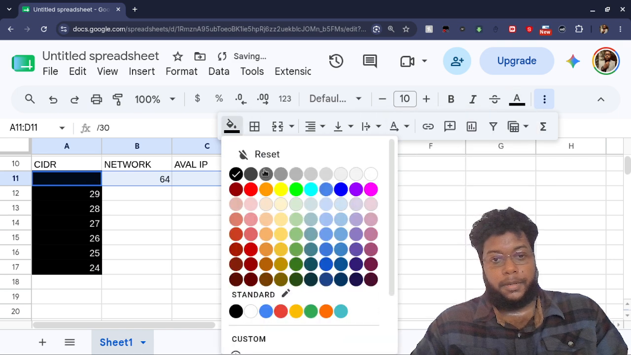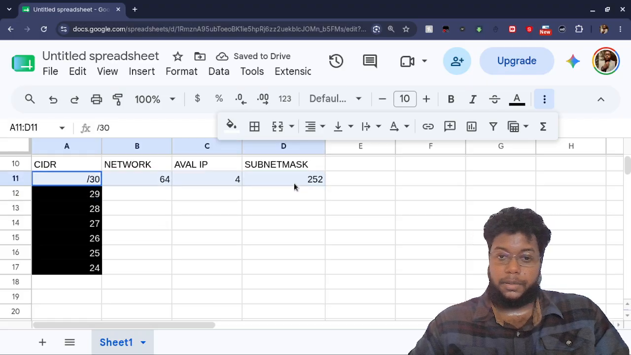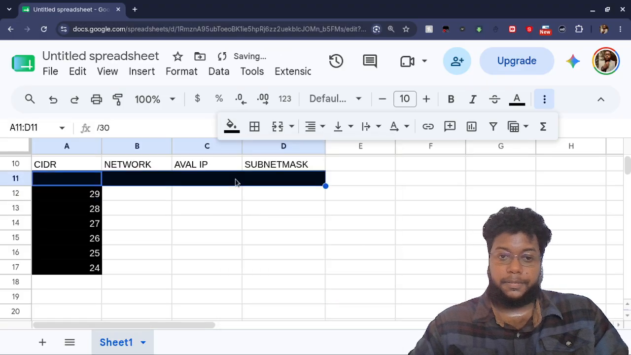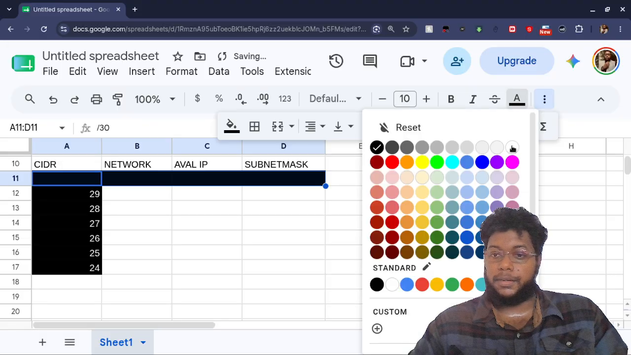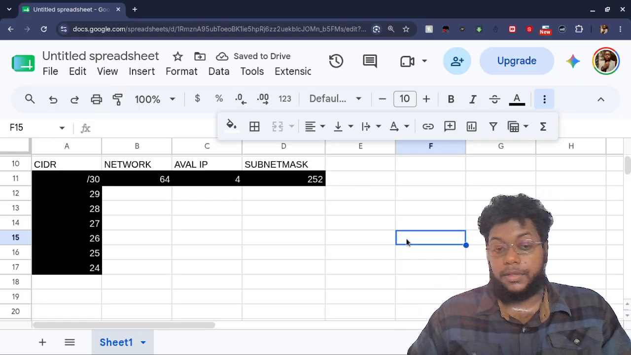Bam. Oh, wait, what happened? We're going to turn this all black, and we can turn this white. Cool. You see what I'm saying? It's just a vertical and just a horizontal.